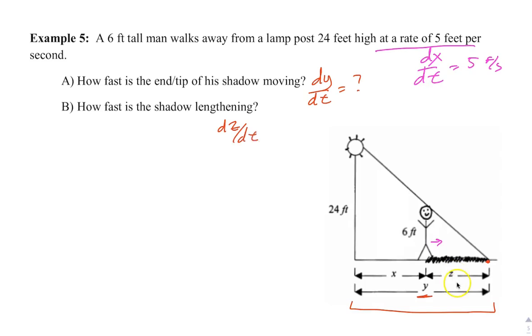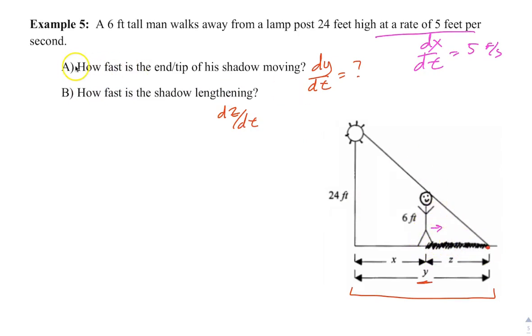So that's what each thing means, right? How fast is he walking away from the lamppost? That's the distance from him to the lamppost. How fast is the tip moving? That's the whole base. How fast is the shadow lengthening? That's just the shadow, from him or her to the end of the shadow. So let's actually solve one of these. We'll do A first.